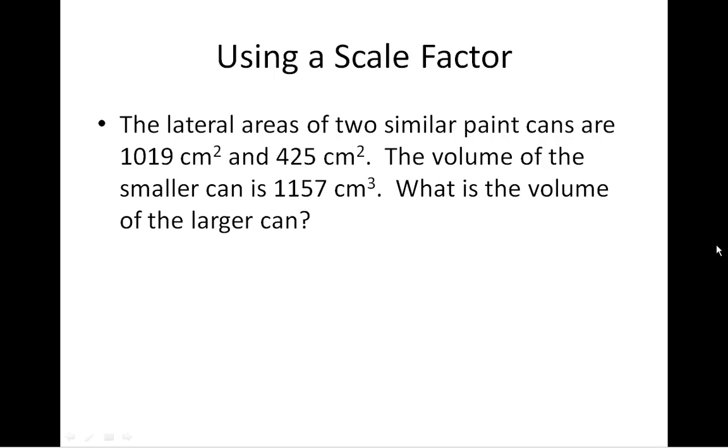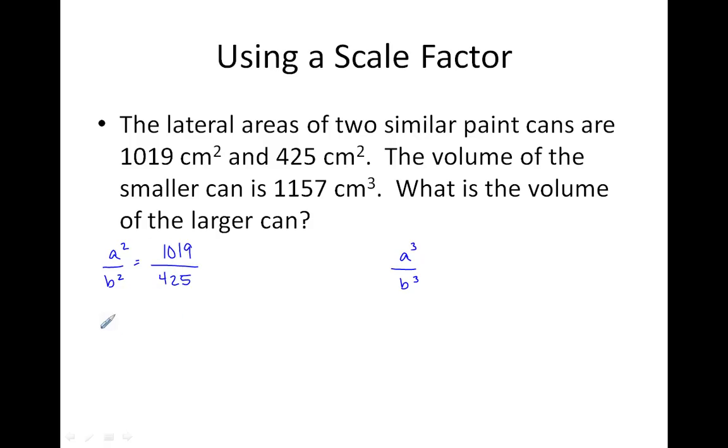And we can also use scale factors to help us find other dimensions. In this example, the lateral areas of two similar paint cans are 1,019 square centimeters to 425 square centimeters. And that's area, so it's A squared to B squared. Important to keep that in mind. We want to know the volume of the larger can if the volume of the smaller can is 1157. So remember, volume is A cubed and B cubed. So we need to find out what A and B are.